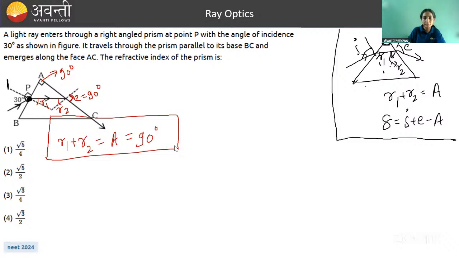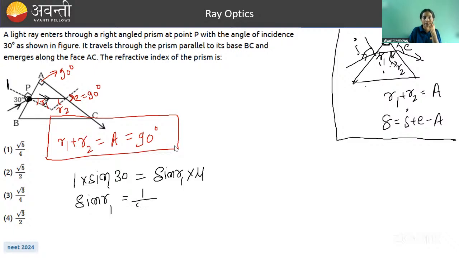So let's write Snell's law here. 1 into sine 30 will be equal to, light is getting refracted inside the prism, so it will become sine R1 into the refractive index of the prism. So sine R1 will be equal to how much? 1 by 2 mu.